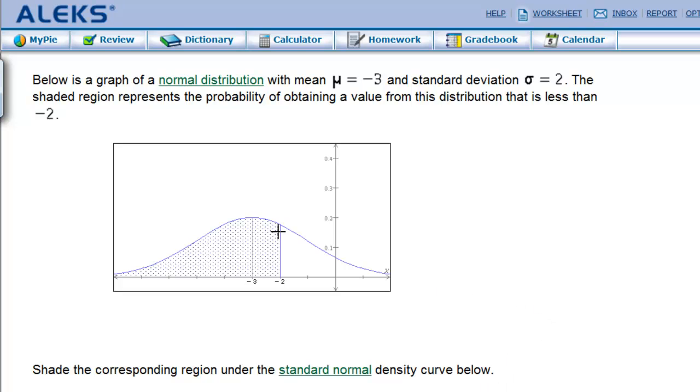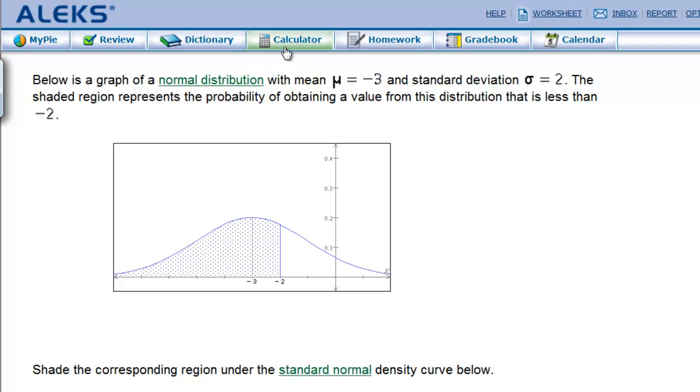So they want us to equate this negative 2 to a z value and then shade to the left of it, which is very straightforward. We have everything we need. We have the mean, we have the standard deviation. We can certainly find the z-score for -2. And when you plug it in, you go -2 minus -3 divided by 2, and you get 1/2. You can check me on that.